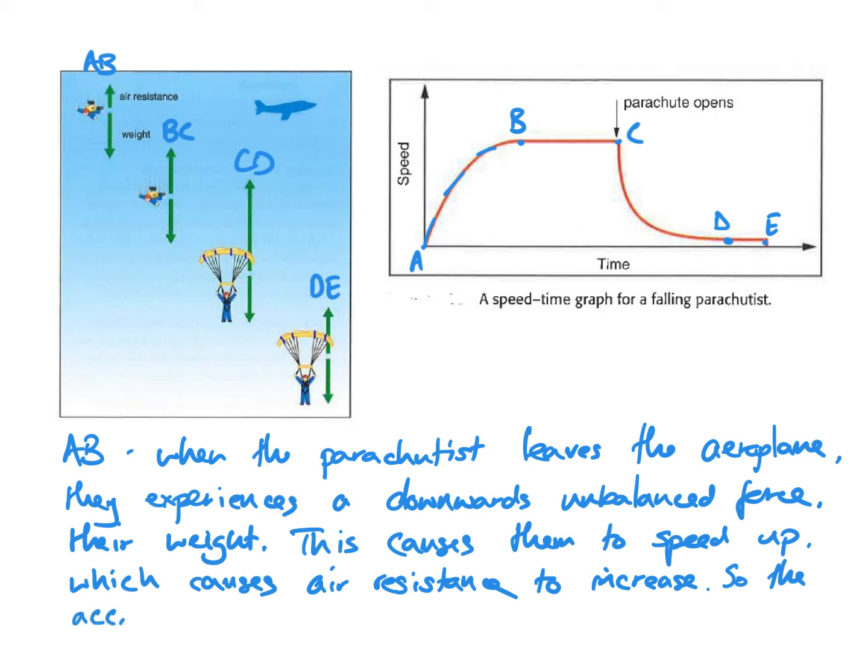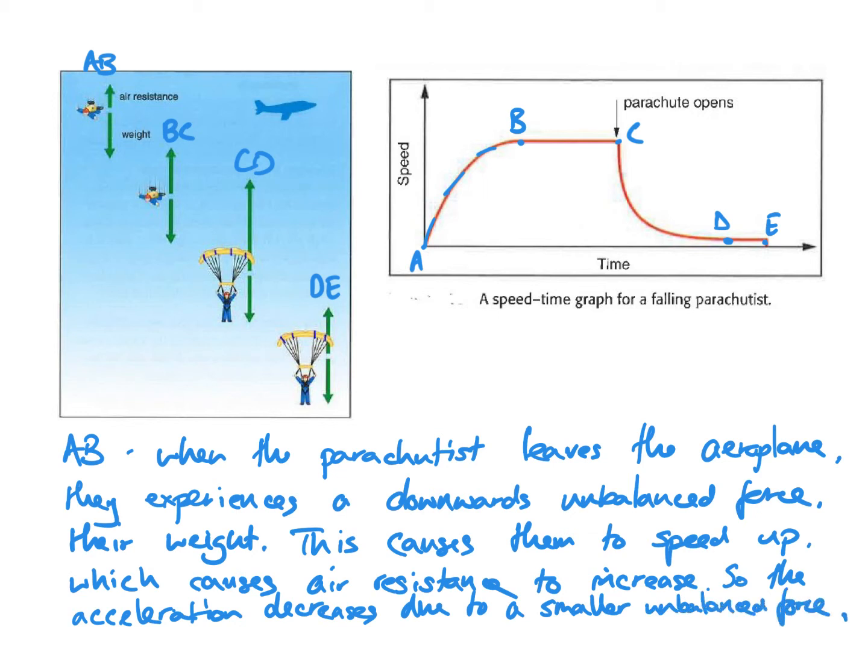So the acceleration decreases due to a smaller unbalanced force. So we've used Newton's second law, basically, that we've got this idea that acceleration decreases due to smaller unbalanced force. So we'll put in brackets F_un equals ma. Between B and C, the parachutist falls with constant velocity.